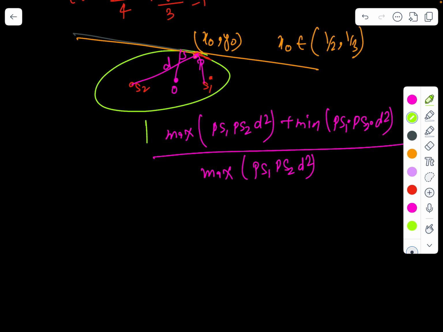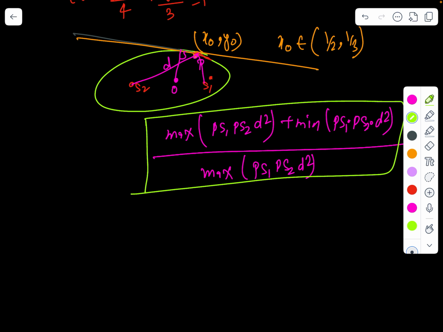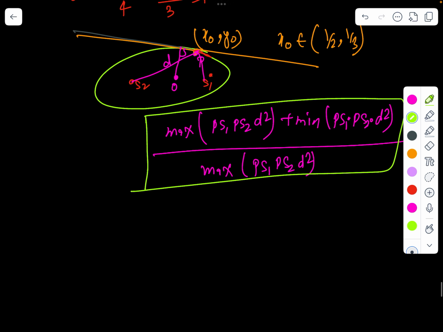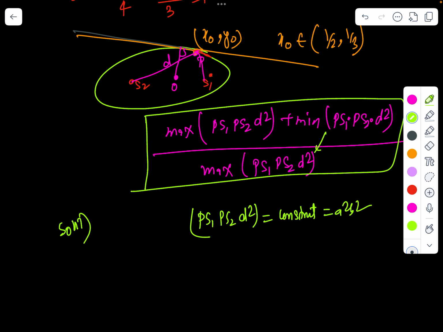Okay, so this ratio actually you need to calculate. So basically we need to find mean by max of this, and you'll be surprised to know the answer will be, and that I want you to sketch by yourself. So no matter where you draw a tangent, actually PS1, PS2 and d square is going to be constant, and this constant will be just a square b square for an ellipse.